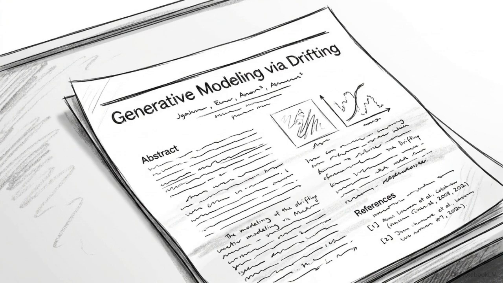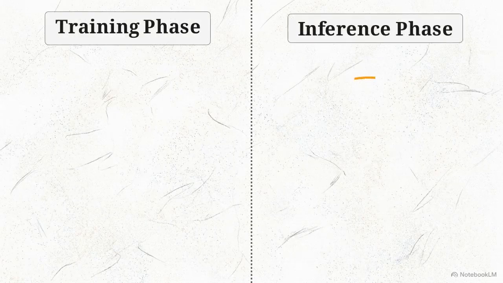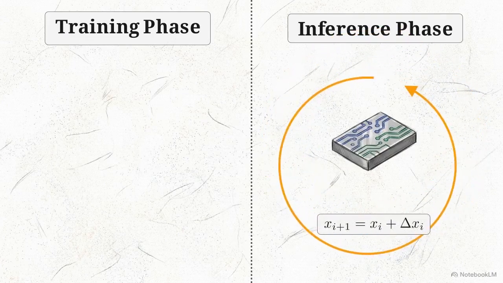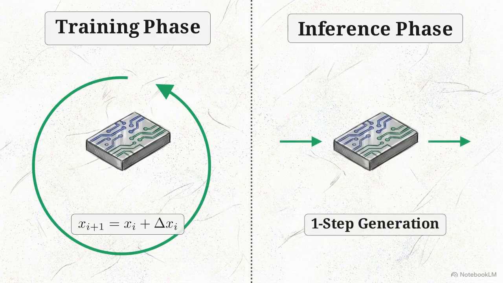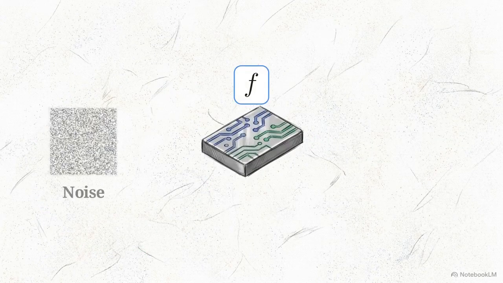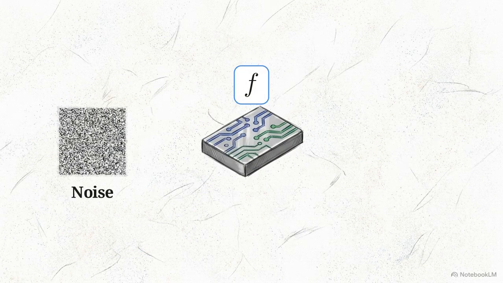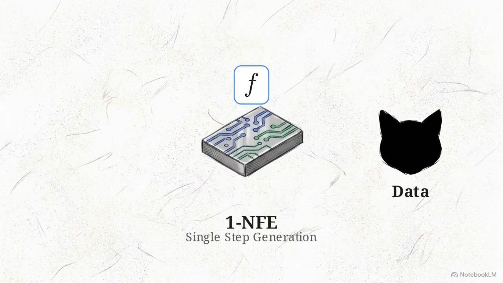They call these drifting models. Their thesis moves the entire burden of iterative evolution out of the inference phase and places it into the training phase. This creates a network acting as a single-pass function. It maps noise directly to data in one step without the need for an internal loop.